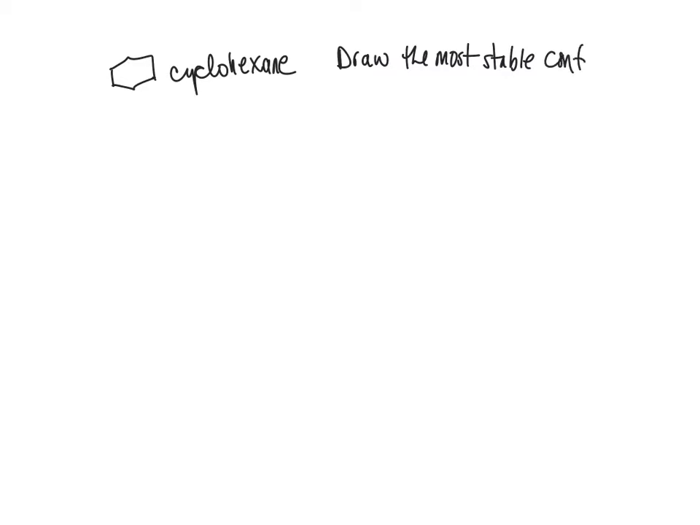Okay, so I said that we're going to look at the six-membered ring. So cyclohexane. We're going to learn how to draw the most stable conformation. And I'll just tell you the most stable conformation is called the chair. Okay, so we're going to learn how to draw the chair conformation, which is your most stable conformation. And we're going to practice drawing that because you're going to have to do that on your exam for the open response.